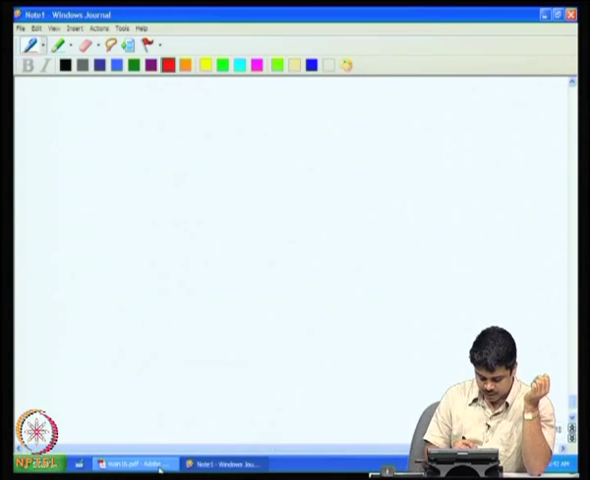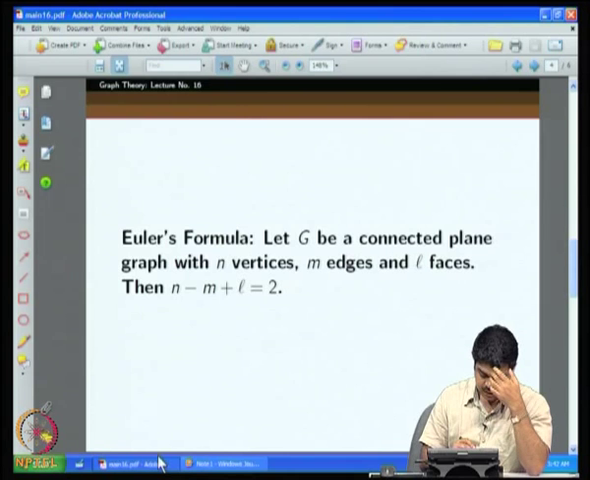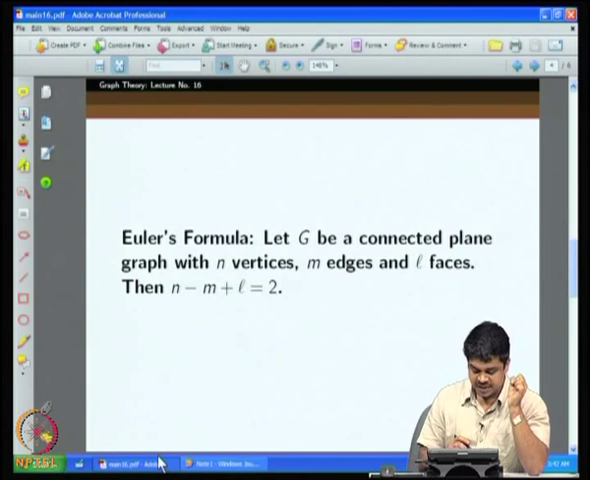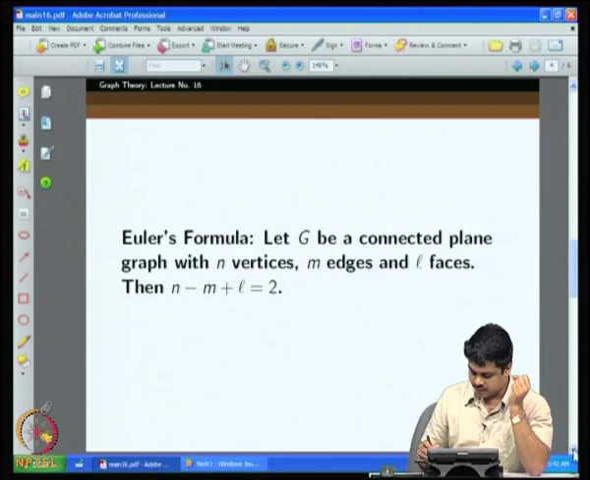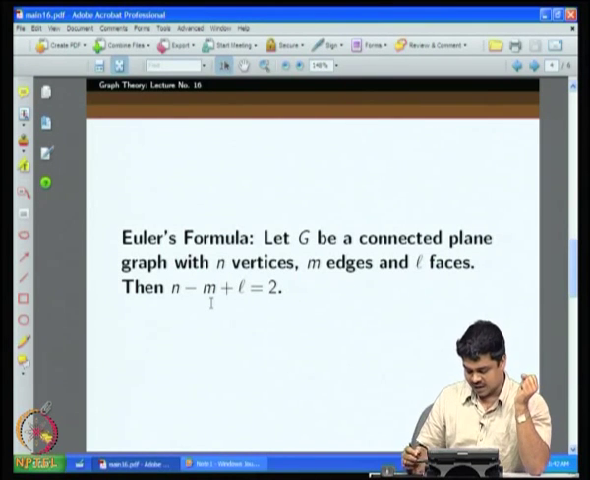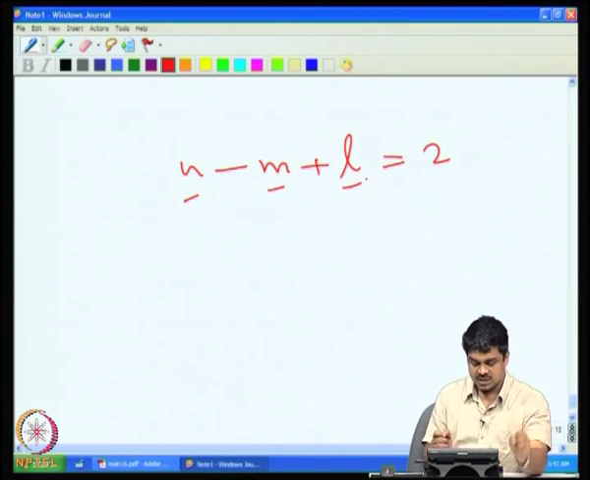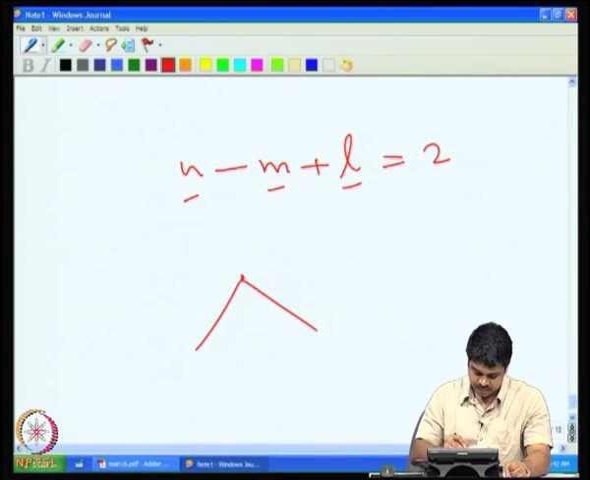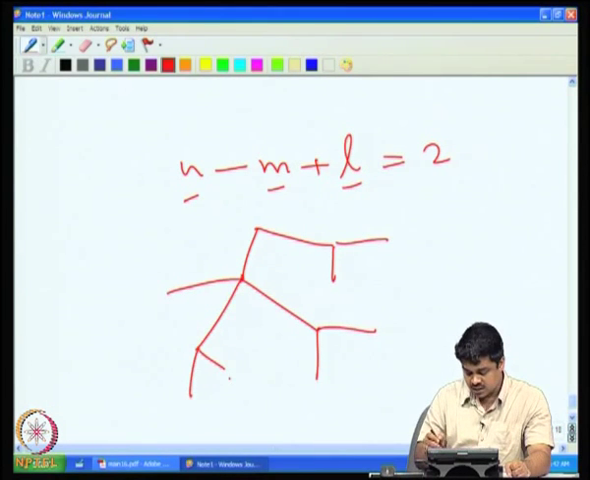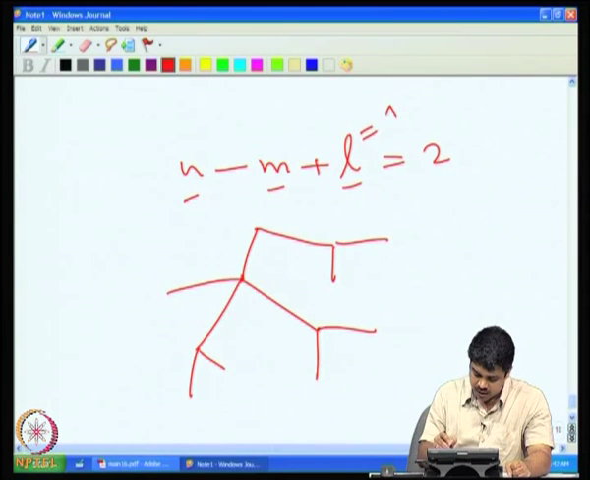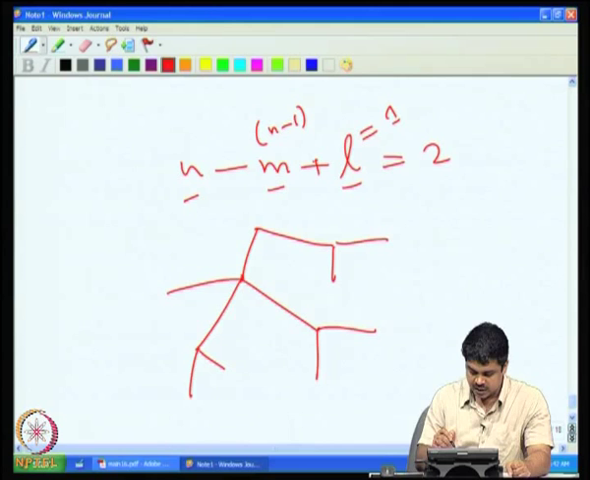Now the Euler formula connects the number of vertices, the number of edges and the number of faces in a planar graph. It says n minus m plus l equals 2, where m is the number of edges, n is the number of vertices, and l is the number of faces. For instance, take a tree, which is a connected planar graph. Here the number of faces l equals 1, the number of vertices is n, and the number of edges is n minus 1.